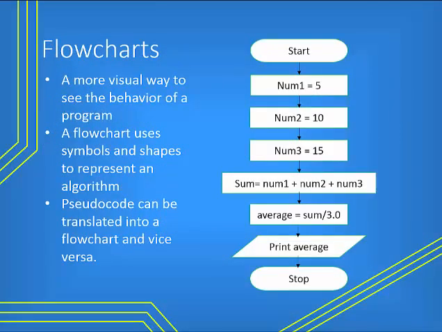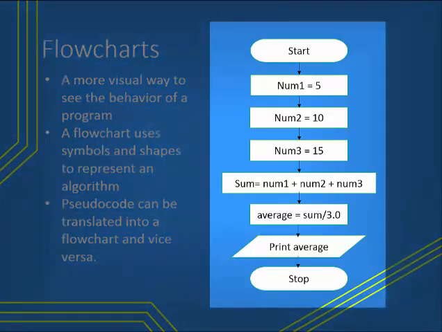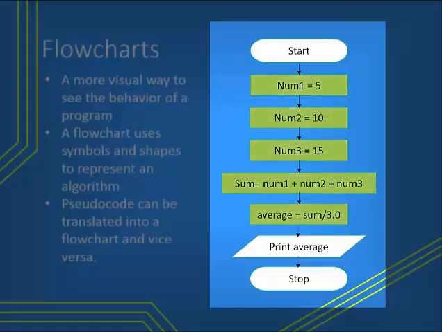A more visual way to see the behavior of a program is a flowchart, which is appealing to the visual learner. A flowchart uses symbols and shapes to represent an algorithm. Pseudocode can be translated into a flowchart and vice versa. Now let's examine a more visual solution to the pseudocode problem. The flowchart begins with start and ends with stop, as all programs will. Following the start, all assignment statements are in rectangles, and the print statements are in parallelograms. Note that all statements must be placed in their appropriate flowchart symbol, with arrows showing the direction of the execution.